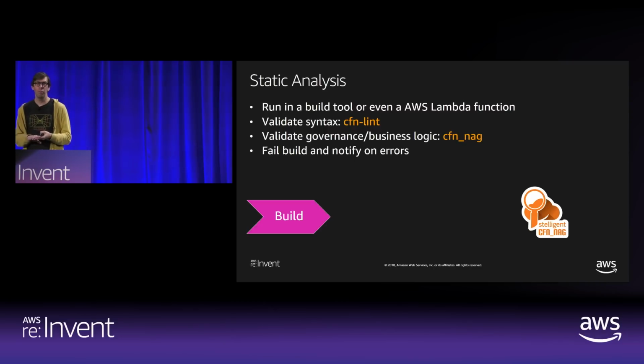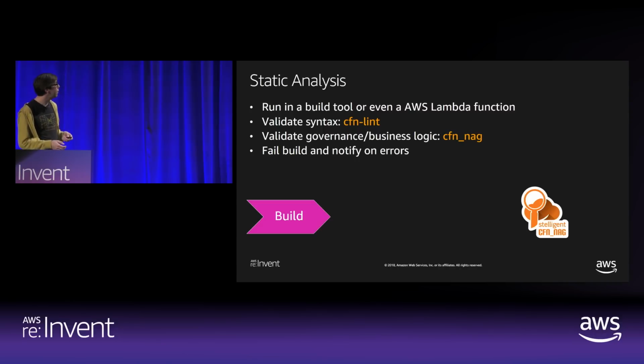If you asked me which one should I put in my pipeline, every time I would say both right now, because I think both are important. I like to say that CFN-Lint is, can I deploy this template? And CFN-NAG is, should I deploy this template? And I think those are both important questions to be able to answer, right?